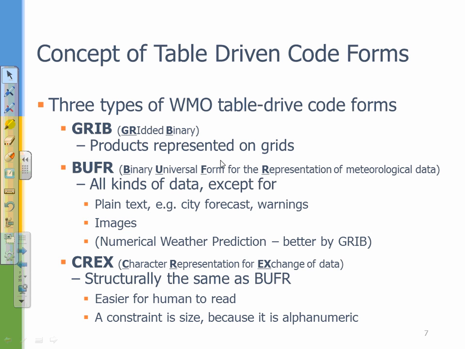When do you need a new code? When does that happen? The typical example is when a new instrument comes in and a new physical quantity is available as an observation, for example. You need a new code form for reporting that. That often happens in satellite. People develop new instruments every three months or so.